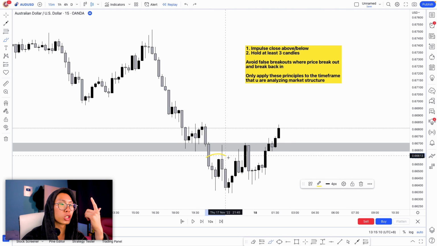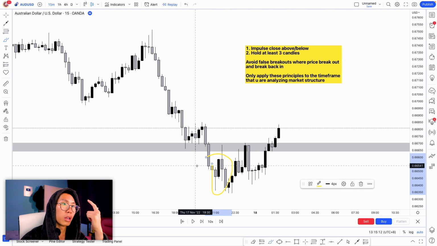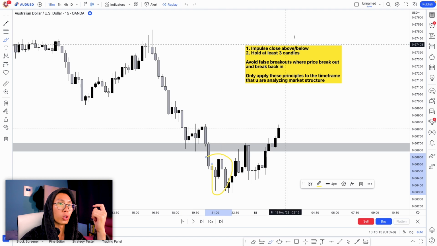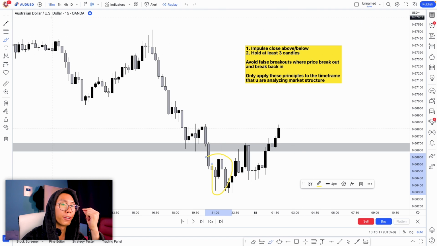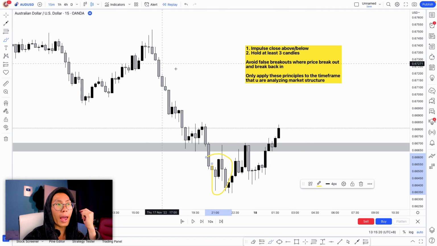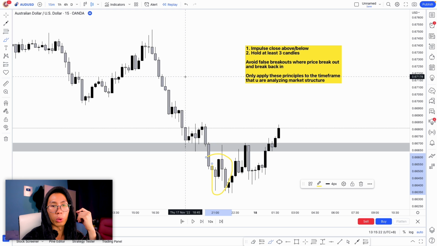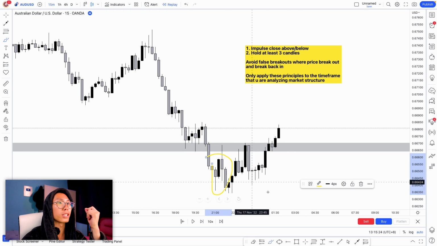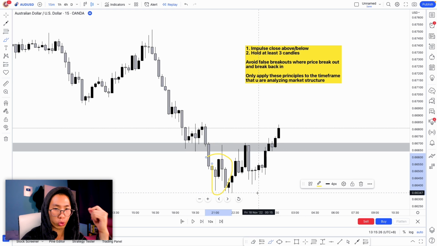Yes, it held at least 3 candles right here. So based on this, if you apply these two principles on a 15-minute time frame, and they are actually fulfilled, right? They are actually fulfilled. So you might assume that this is a valid break of structure.